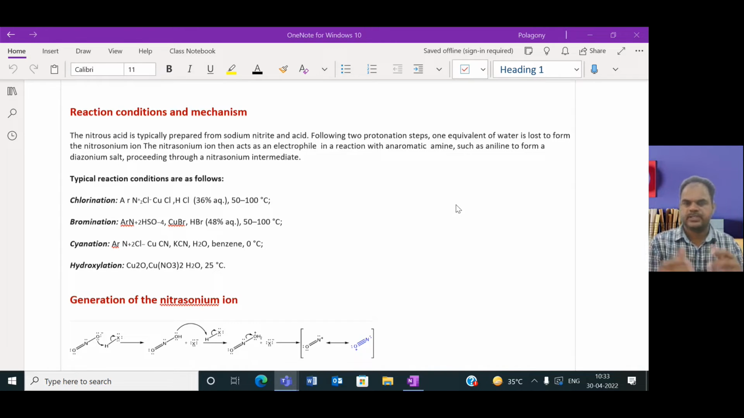Already I mentioned that the Sandmeyer reaction mechanism goes in 3 steps. One is generation of the nitrosonium ion, the other is the benzene diazonium formation, and the third step is the very important and interesting one, the single electron transfer reaction. So let us look into step 1, the generation of the nitrosonium ion. How is the nitrosonium ion formed?